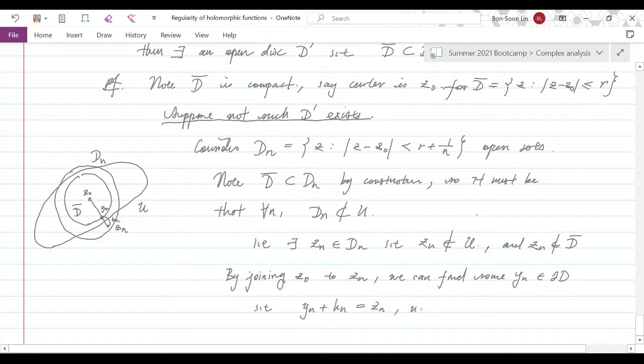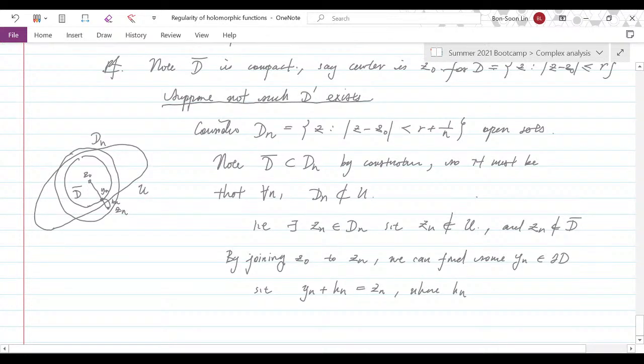Where this hn, one can surmise that yn minus z naught has magnitude r, right, because the distance to z naught is r. It's on the boundary. And zn is within Dn, so hn has a magnitude that is less than 1 over n, right? So we have this. Okay, so this is what we have so far.